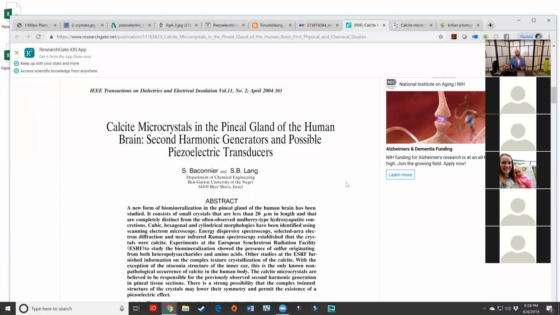The big one we're going to look at is there are white calcite microcrystals in the pineal gland of the human brain. They're basically harmonic generators and piezoelectric transducers. What does this mean? Let's break this down in a really simple way. In your pineal gland, you have white calcite crystals. It's very neat.